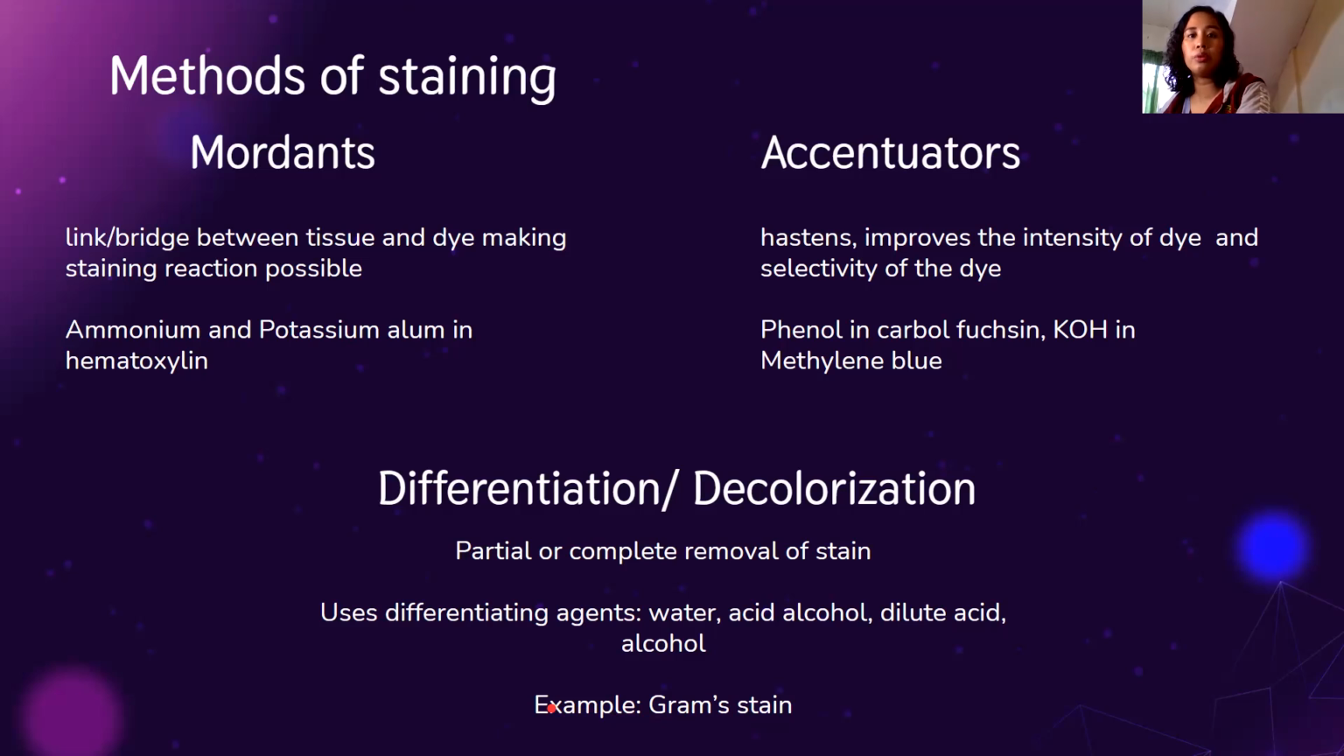These are weak ones, okay? So we have the mordant, which links the tissue and the dye. The accentuator hastens the speed of staining, intensifies it, and increases the selectivity. Differentiation or decolorization partially removes the stain.